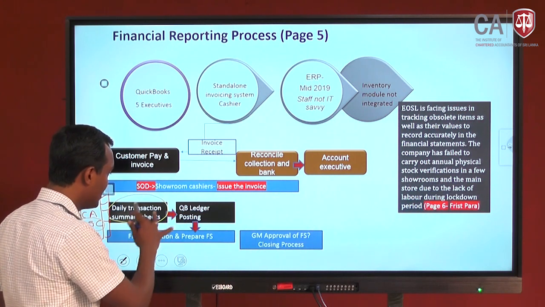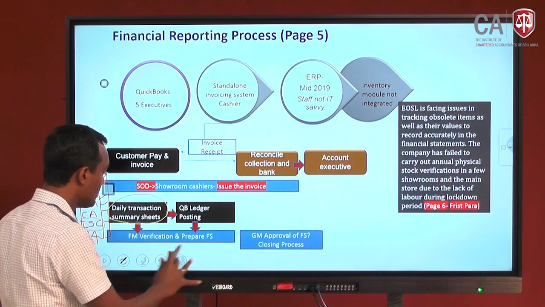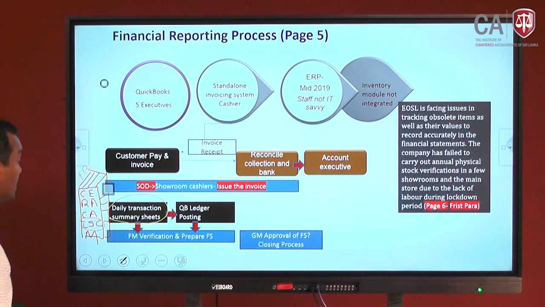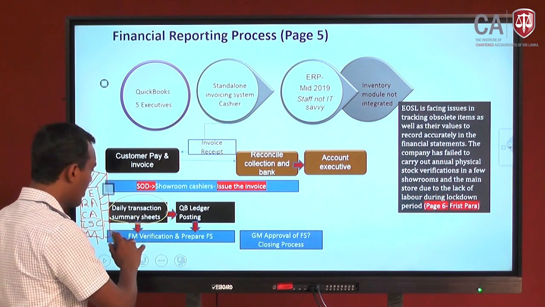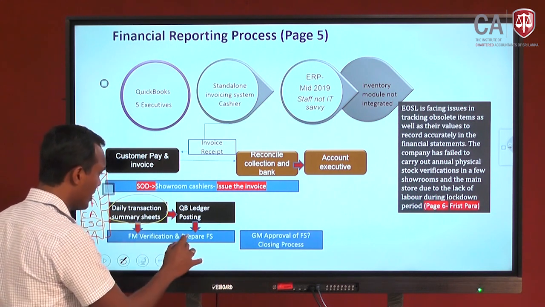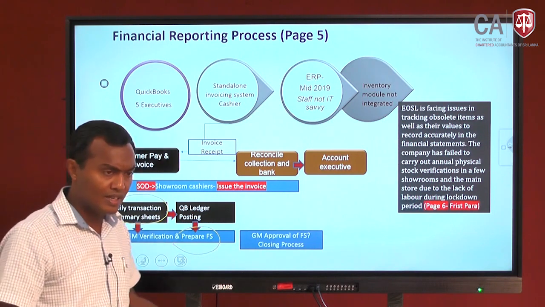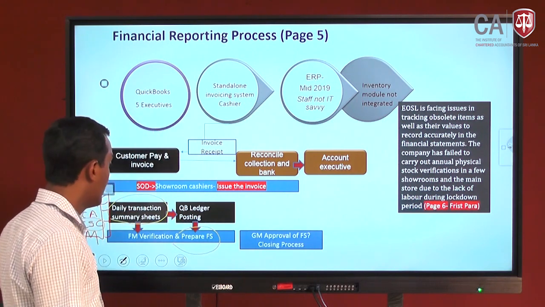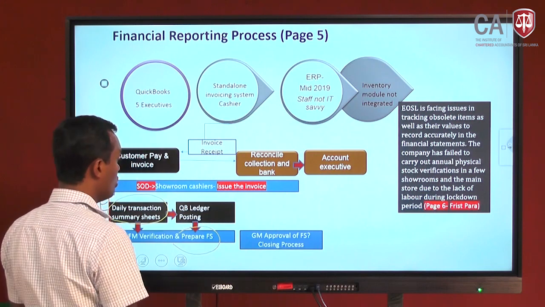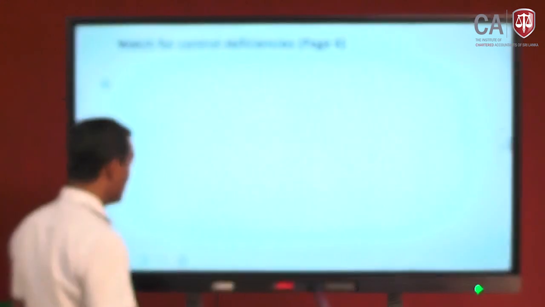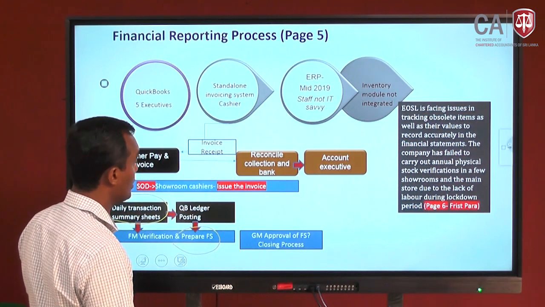Now, what this essentially suggests is that when you go through the pre-seen, it clearly says that there is a manual process. After the summary, you have to manually prepare financial statements. Imagine you go to Excel and do the financial statements, and after that comes the GM approval. So, there is a general manager approval of the financial statement.